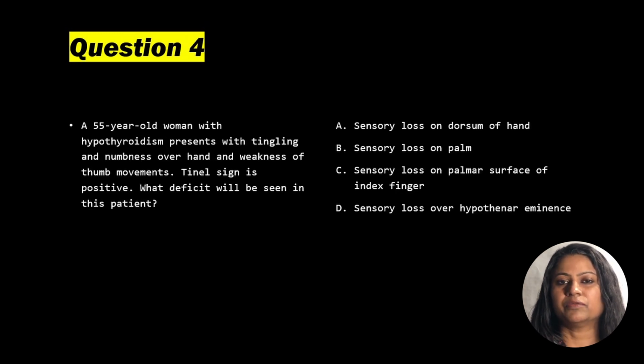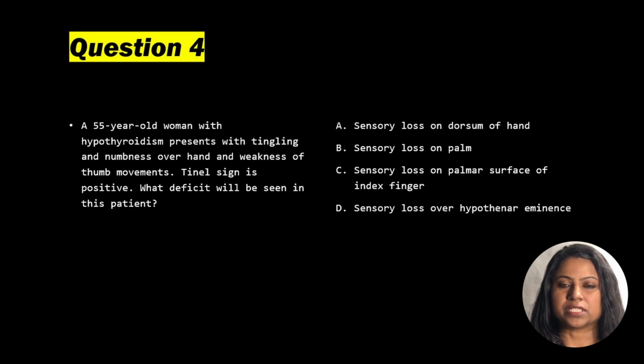Question 4. A 55-year-old woman with hypothyroidism presents with tingling and numbness over her hand and weakness in thumb movements. Tinel sign is positive. What deficit will be seen in this patient? Option A, sensory loss over dorsum of hand. Option B, sensory loss over palm of hand. Option C, sensory loss over palmar surface of the index finger. Option D, sensory loss over the hypothenar eminence.